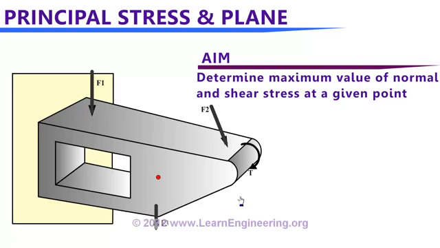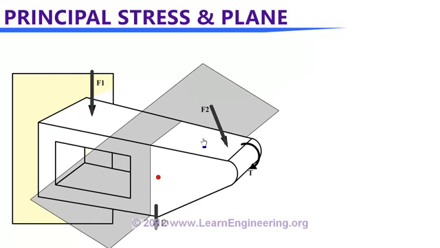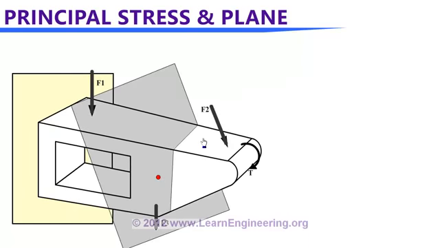First we will see how to determine maximum normal stress induced at a given point. Along with that we will come to know how to determine maximum shear stress induced at the same point. And you know stress is always defined on a plane. So first we will have a look at planes passing through this point. Here it is. This can be one plane passing through this point. And this can be another plane, this can be another plane.